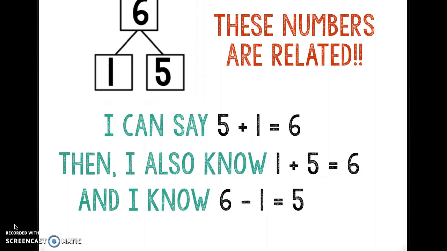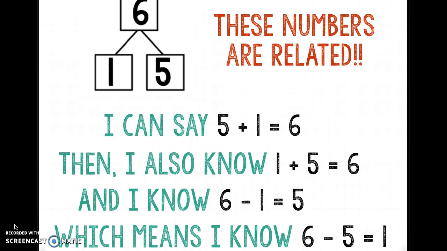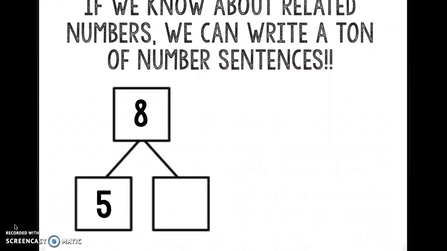And I know that if I have 6 and I take away 1, it's going to equal 5 because that's using all of the related numbers in the number bond. Which also means I know that 6 minus 5 equals 1. If you'll notice, all of these number sentences have the same numbers in them, they're just moving around. That's because I didn't need to bring in any other new numbers in. I'm just using the numbers that are related, or the ones that live in that number bond. Now, if we know about related numbers, we can write a ton of number sentences.